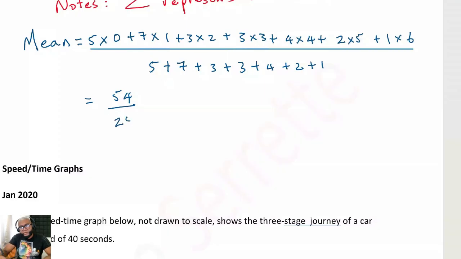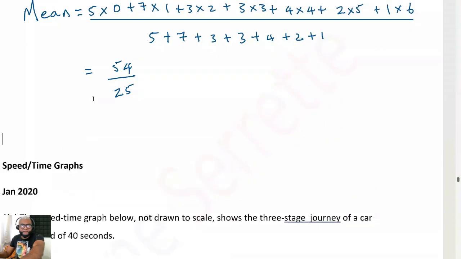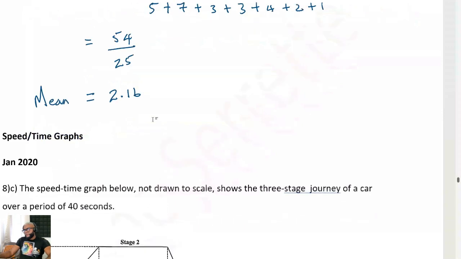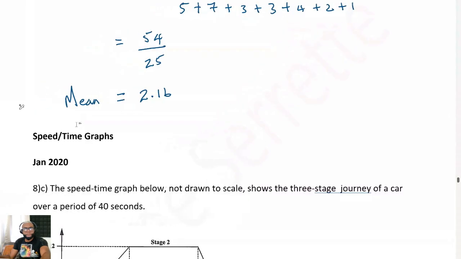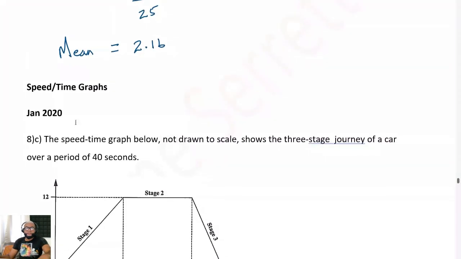25. And when you divide it, give me to 2 decimal places. What's my average? 2.16. 2.16. This is your mean. Okay? Everybody good here? Yes, sir. Right.